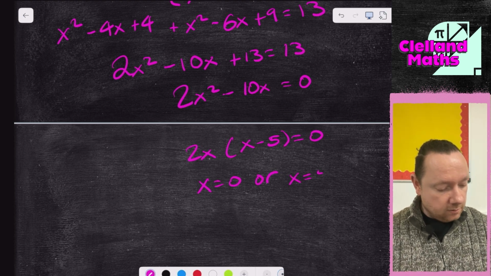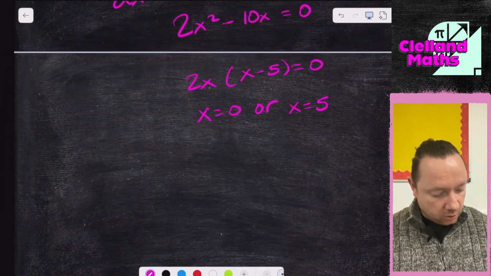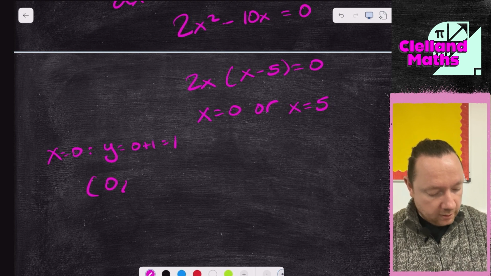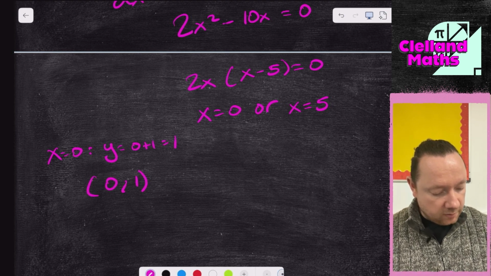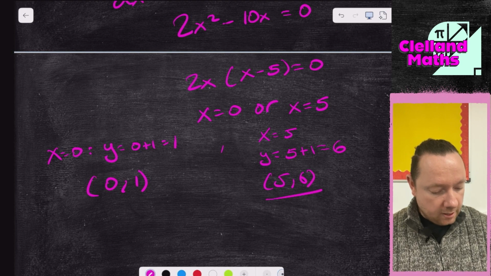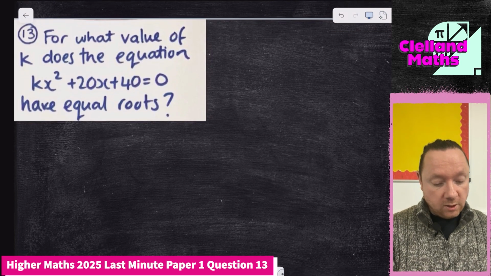It says which points, in other words, coordinates. So y equals x plus 1. When x equals 0, y equals 0 plus 1, which is 1. 0, 1 is one of the points of intersection. And when x equals 5, y equals 5 plus 1, which is 6. 5, 6 is the other one. And we're done there.